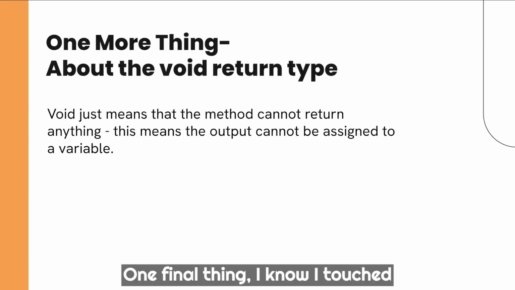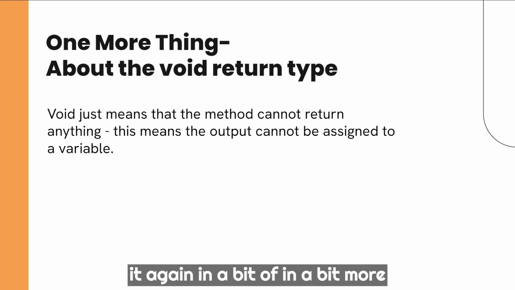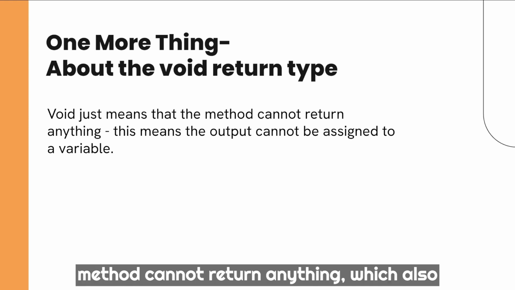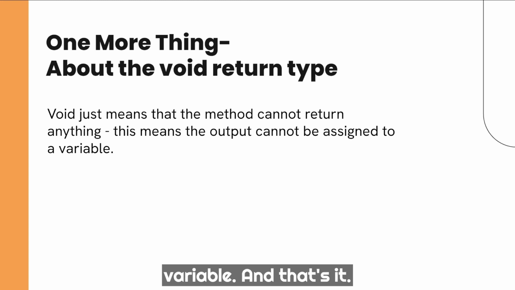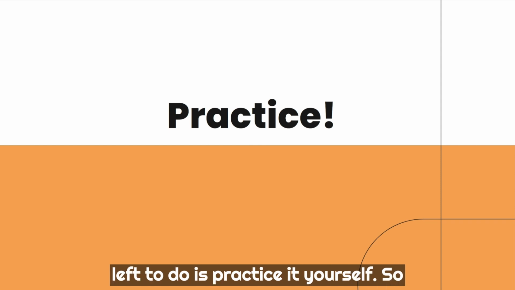One final thing. I know I touched on the void return type, but I'll explain it again in a bit more detail. Void simply means the method cannot return anything, which also means the method cannot be assigned to a variable. And that's it. We are finished. Only thing left to do is practice it yourself.